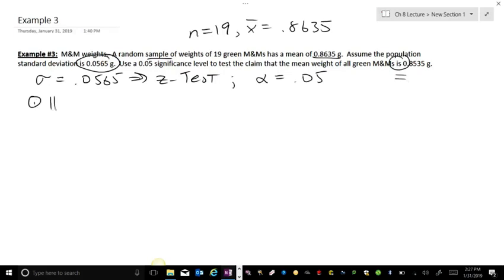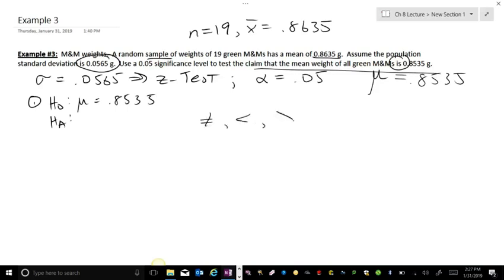So I've got my hypotheses. We need a null hypothesis and an alternative hypothesis. As I read through this, we have a sample, and we found 0.8635 to be the mean weight. We've got a population standard deviation, and we're testing the claim that the mean weight of all, that would be mu for all of them, is 0.8535. So what we really have here in the second sentence is the null hypothesis. So mu equals 0.8535.